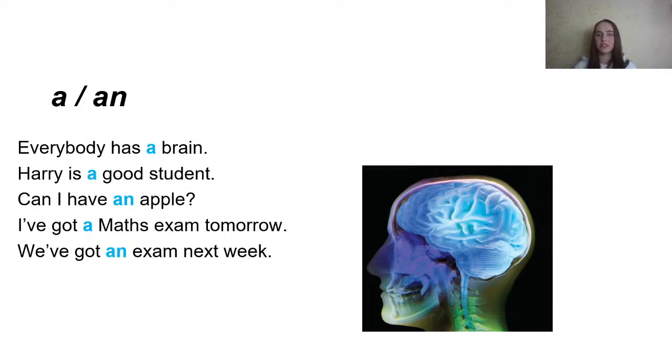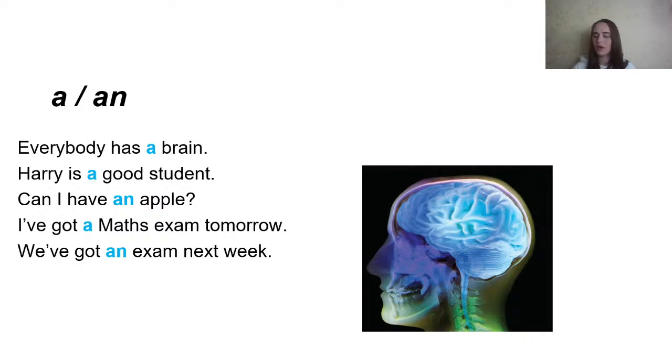Harry is a good student. So here you can see this usage of the article a before the adjective and then a noun. So Harry is a good student. Pay attention, when we have the adjective plus noun, mostly the indefinite article a is used. So a good student. Can I have an apple? Good, yeah. So can I have an apple?